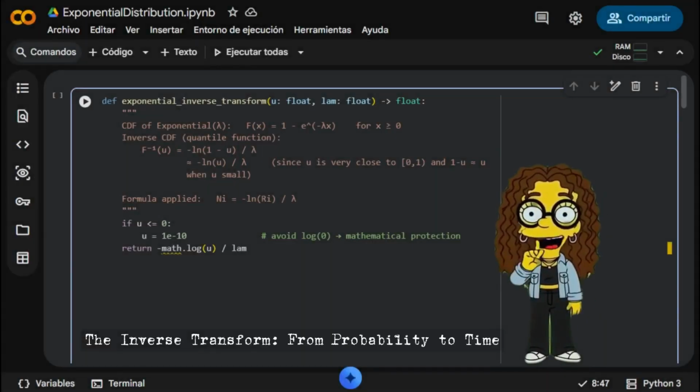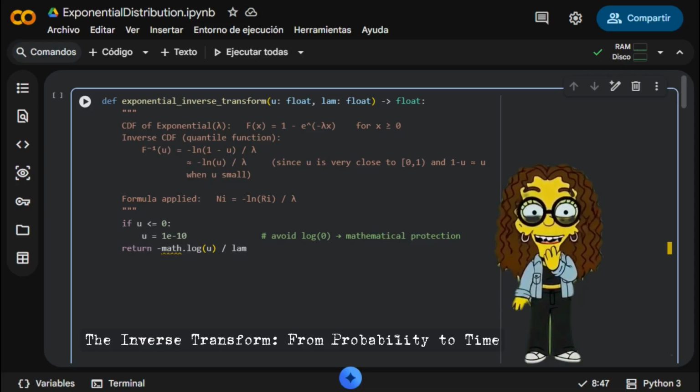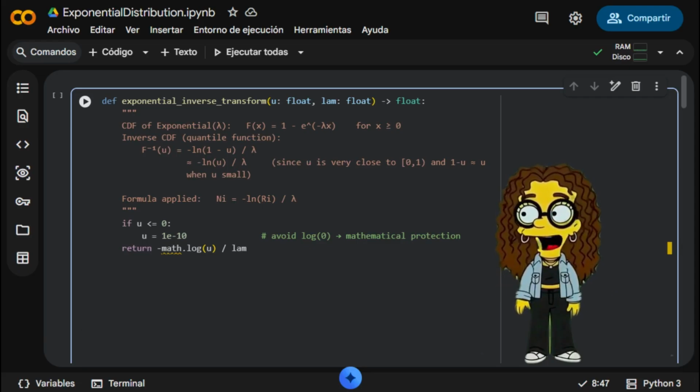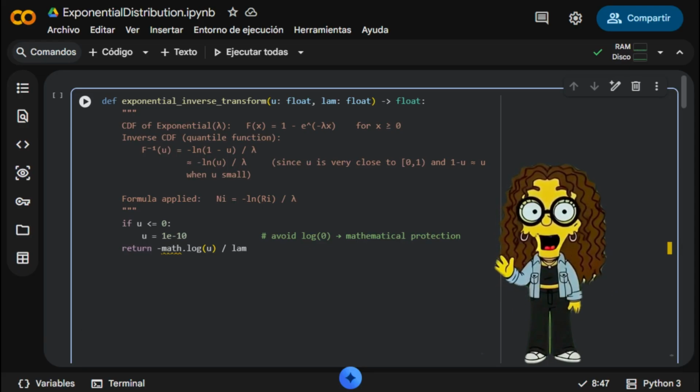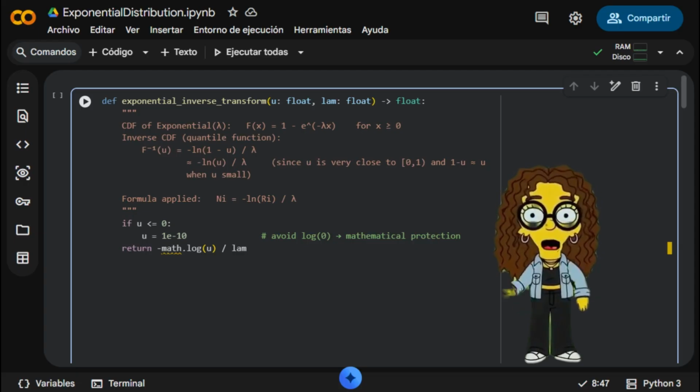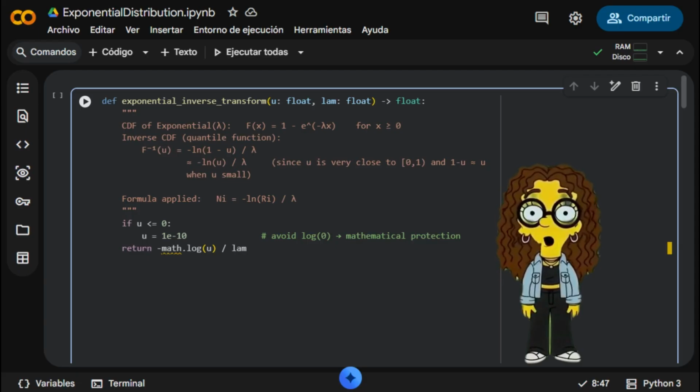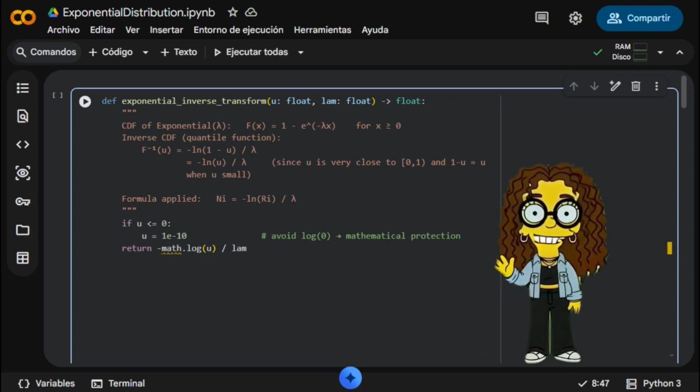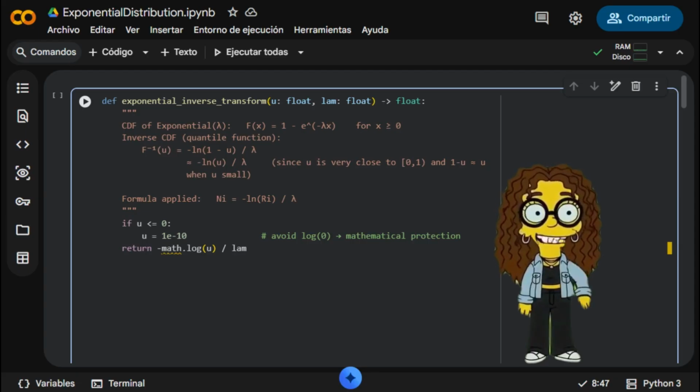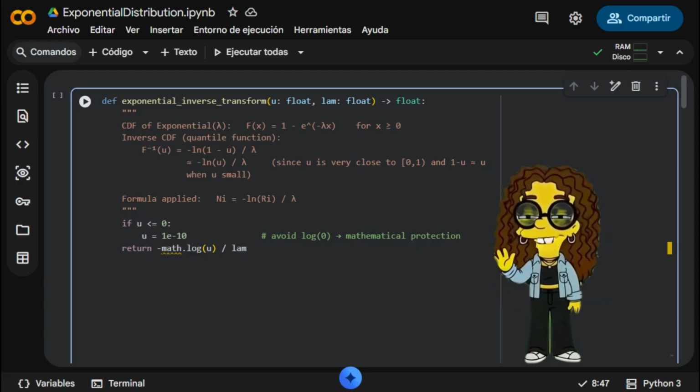Now, we apply the magic of statistics with the exponential inverse transform function. This is where the flat number comes to follow an exponential distribution. If u is less than or equal to 0, set u equal to 1 times 10 raised to the power of -10. A necessary mathematical safeguard: the logarithm of 0 doesn't exist, so we use an infinitesimal value. Return negative log of u divided by lambda applies the logarithmic function to obtain the final value of the variable.